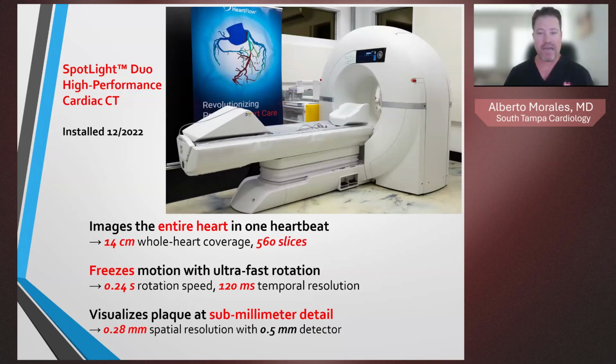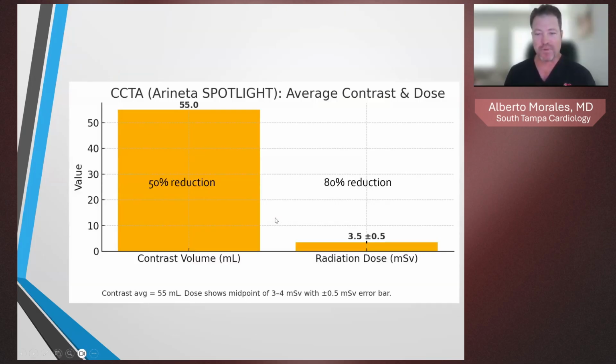560 slice, it can capture the entire heart with one beat, with a super fast rotation speed of 0.24 seconds. You're basically able to freeze coronaries and see things that I was never able to see with inferior technology, and spatial resolution at 0.25.